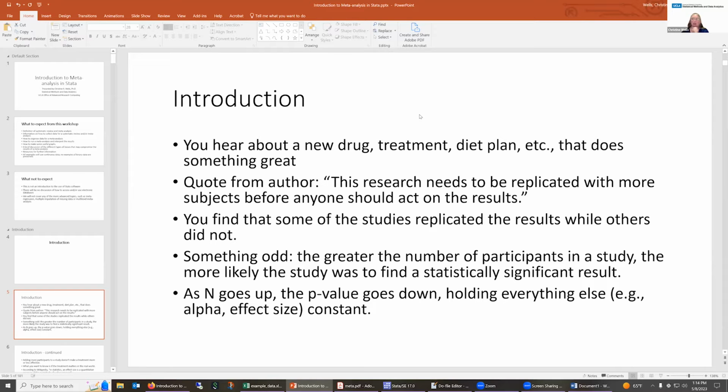That's just weird. And so what you have said to a statistician, what you've said to me, is that you're not actually interested in the number of participants or even whether the result is statistically significant. Rather, what you're really interested in is the effect size. And we'll go over what the definition of that is in a minute, but that's what you're interested in. And from a statistical point of view, we know that as n goes up, the p-value goes down, holding everything else constant, everything else being something like alpha and the effect size.